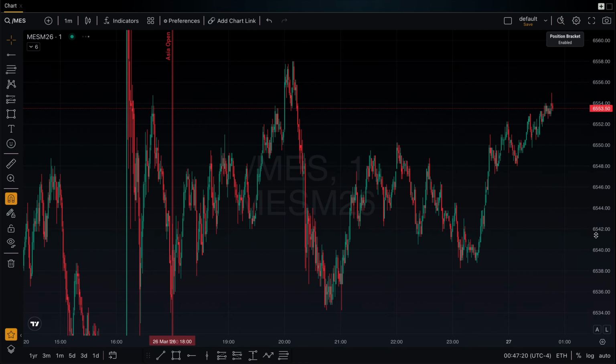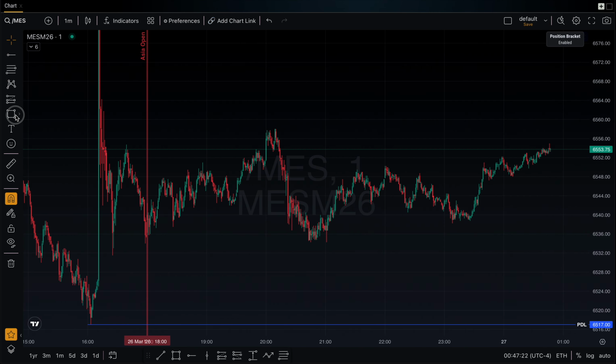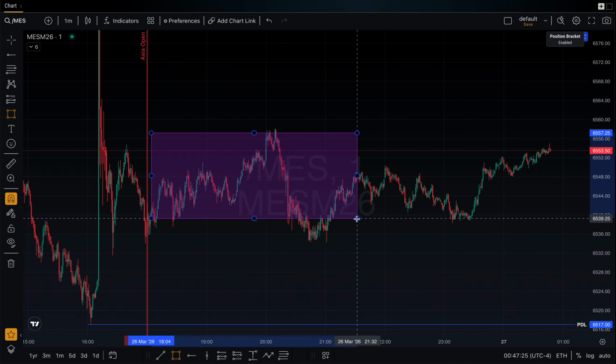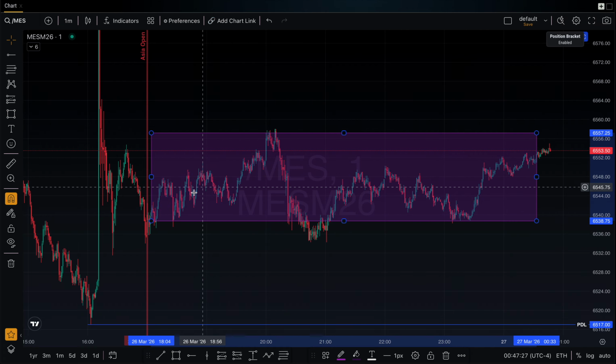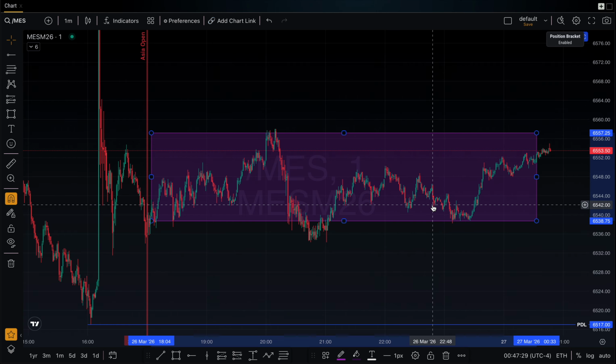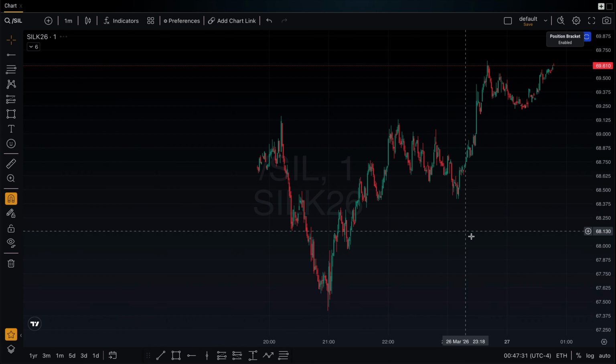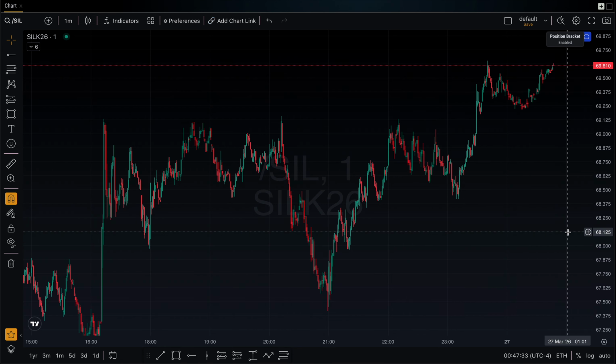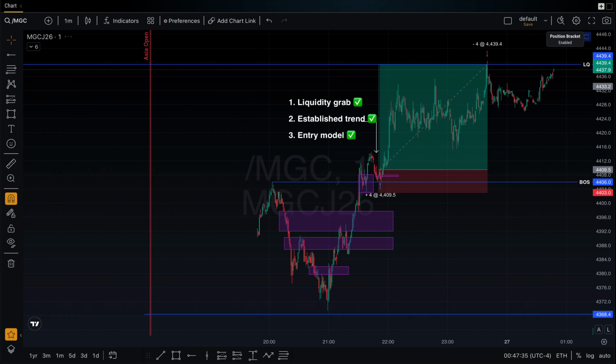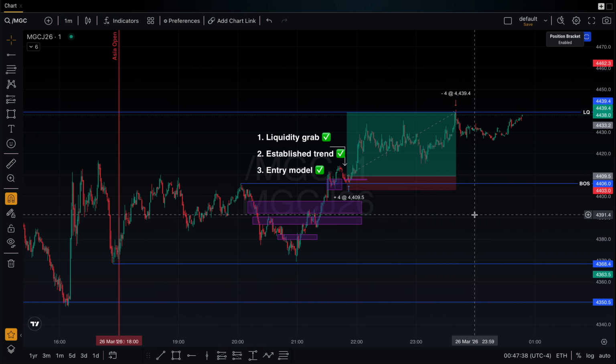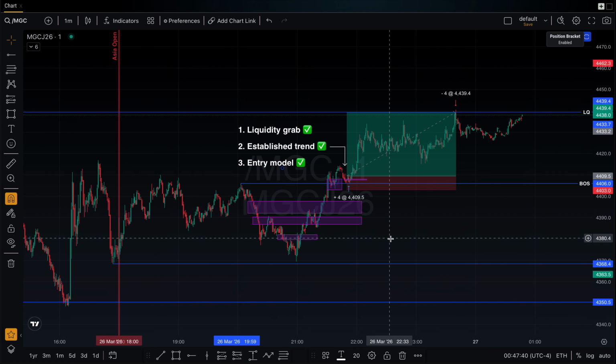You go to ES. We all know it's a correlated instrument, so it moves very similarly and it's not worth trading either. I did find a trend on gold. Whoops, what did I type in? Silver. And that's why we traded gold tonight, because there was nothing on NQ or ES.